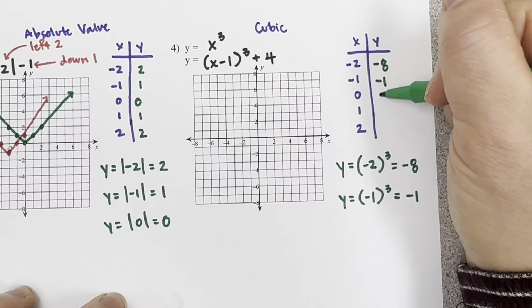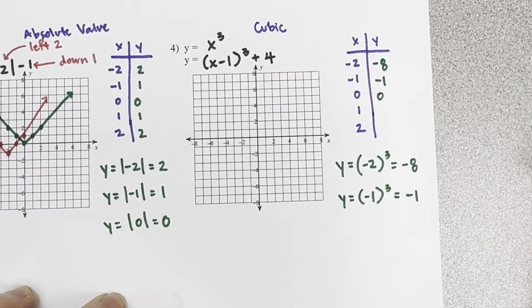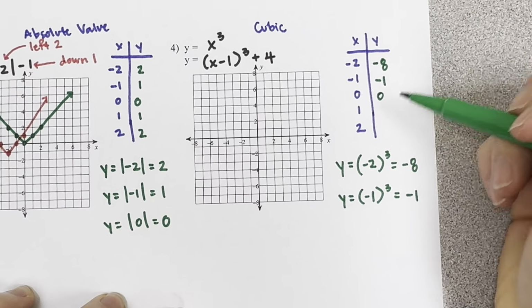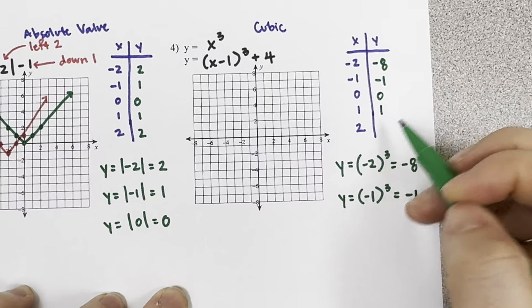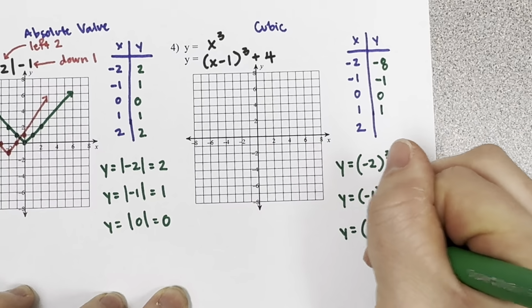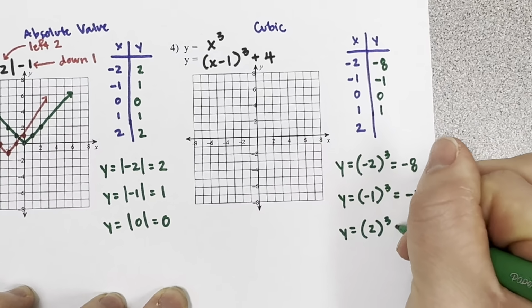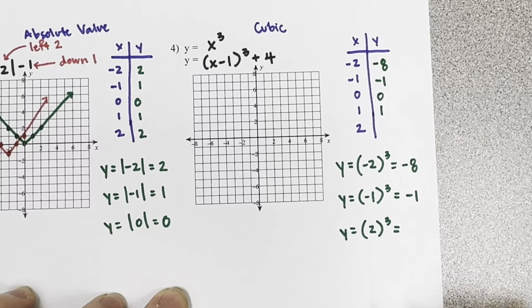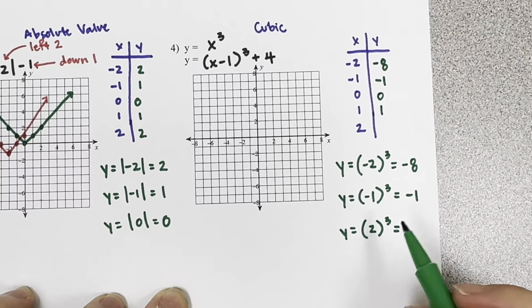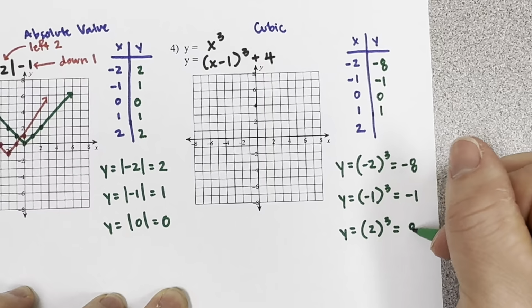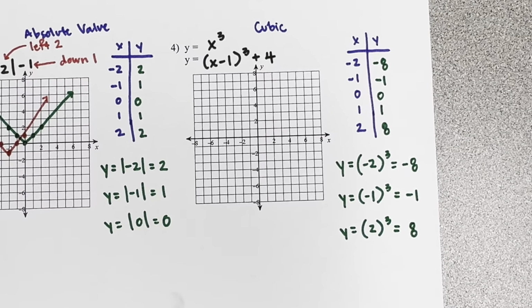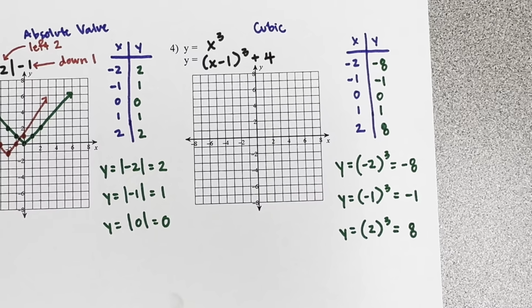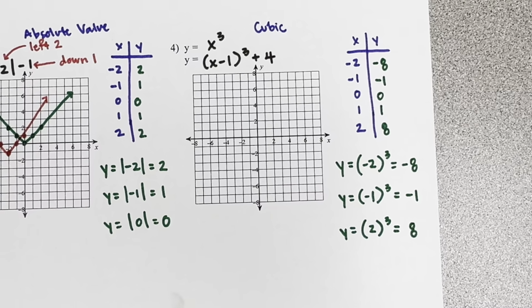When I plug in 0, 0 times itself 3 times is still just 0. 1 times itself 3 times is still just 1. But then 2 times itself, and I want to write this one out, so positive 2 cubed. Remember, this is not 2 times 3, this is 2 times 2 times 2, which gives us 8. Beautiful.